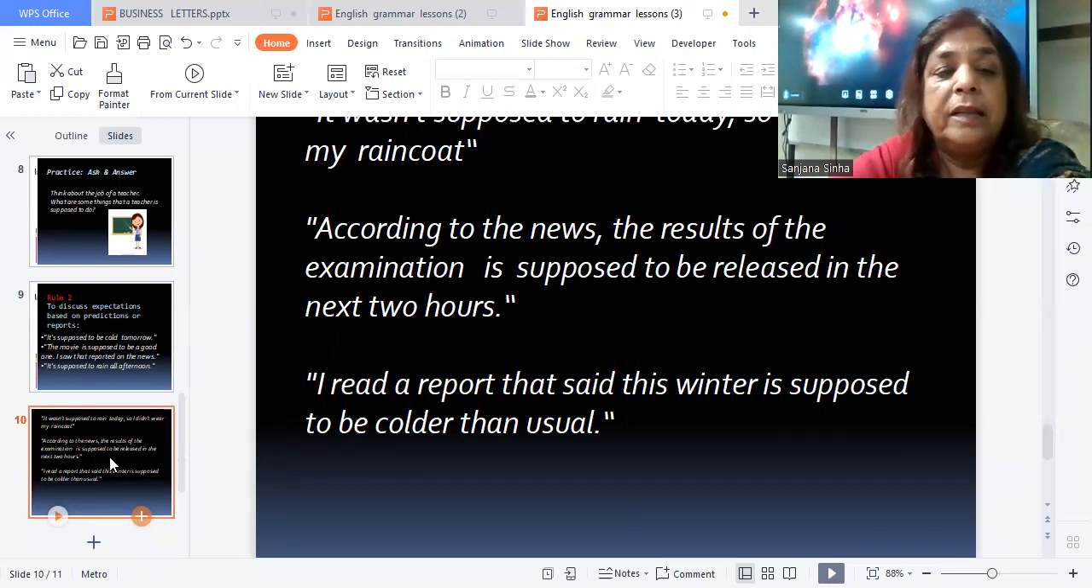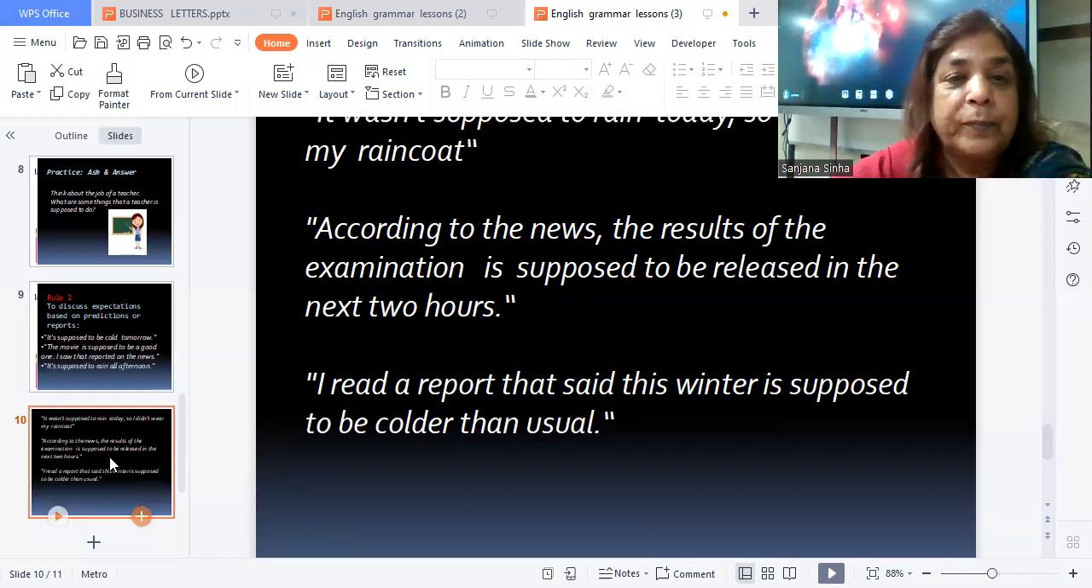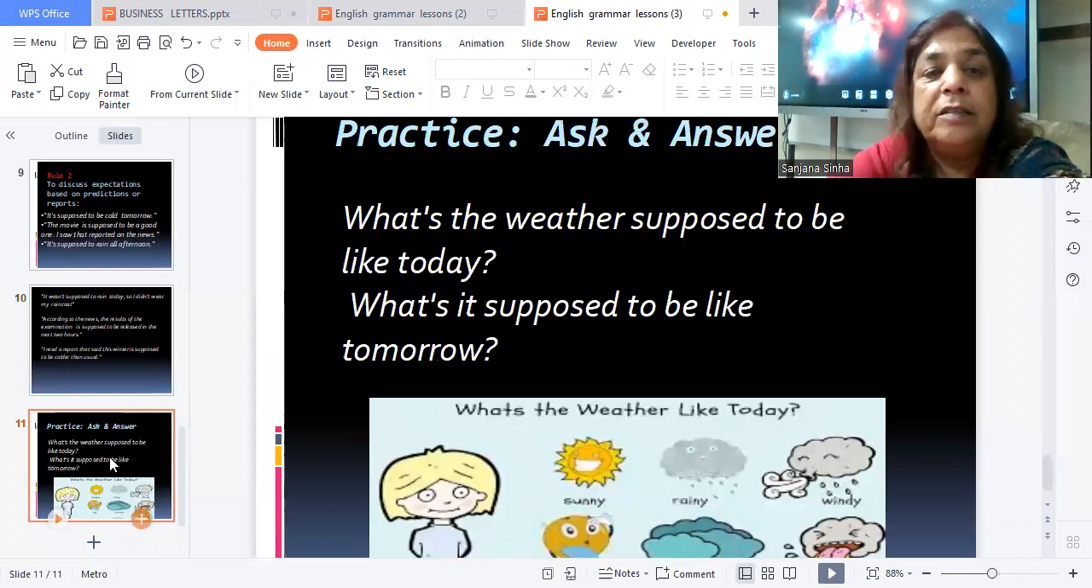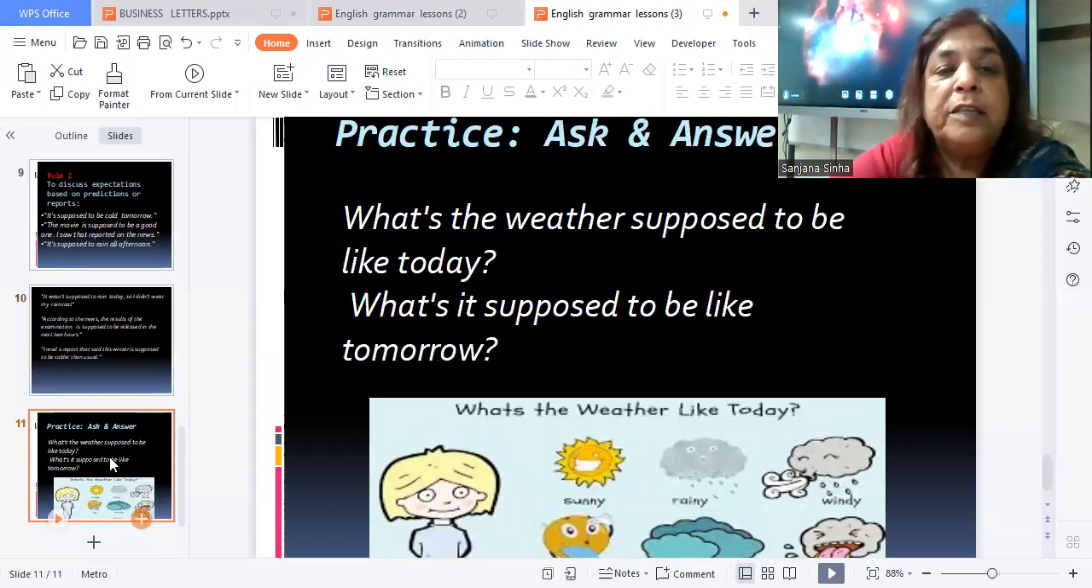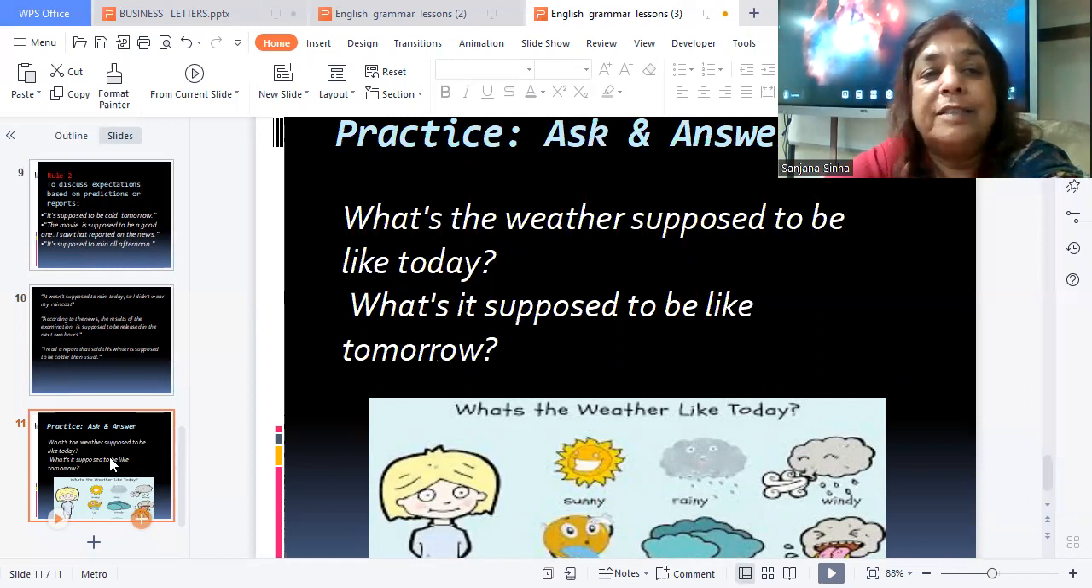The next sentence: I read a report that said this winter is supposed to be colder than usual. So you must be prepared for the winters. The report says the predictions are talking about a very, very cold winter. Practice, ask and answer. What's the weather supposed to be like today? And the next question, what's it supposed to be like tomorrow? So discuss in the class what the weather is likely to be today.